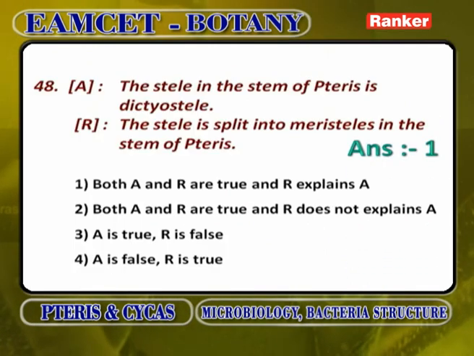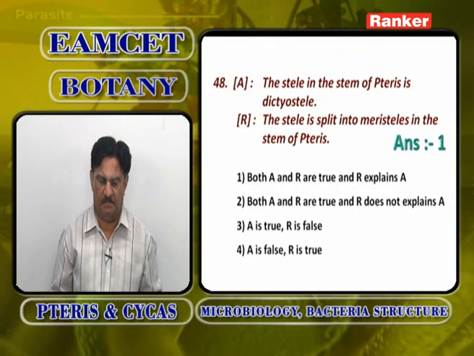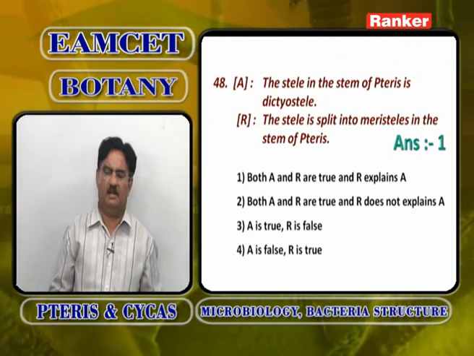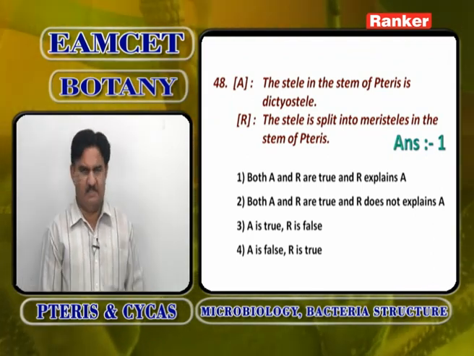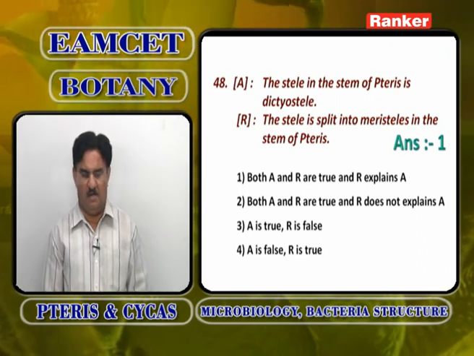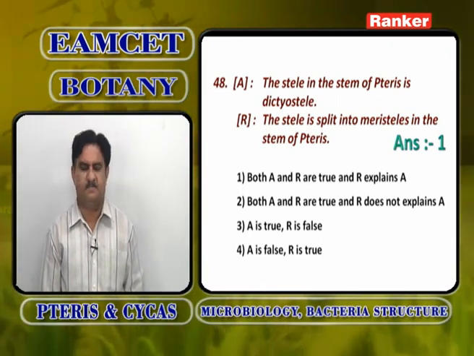Assertion reasoning. The stele in the stem of Pteris is dictyostele. The stele is split into meristeles in the stem of Pteris. So, in the rhizome of Pteris, definitely the stele is popularly known as dictyostele. Why is it dictyostele? Because the total stele is cut into small bits called meristeles. So, both A and R are correct. R is the correct explanation of A, first option.